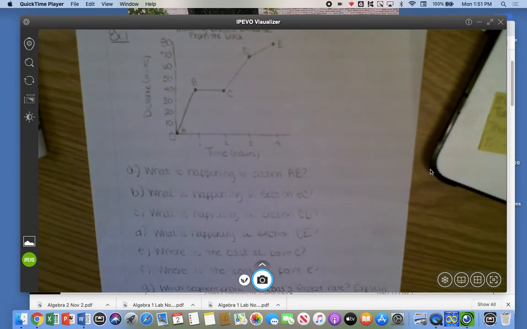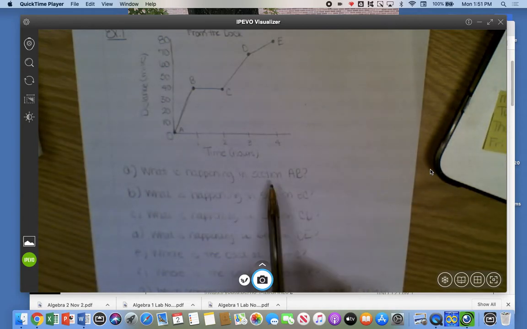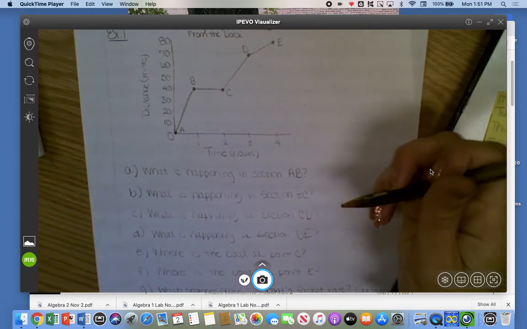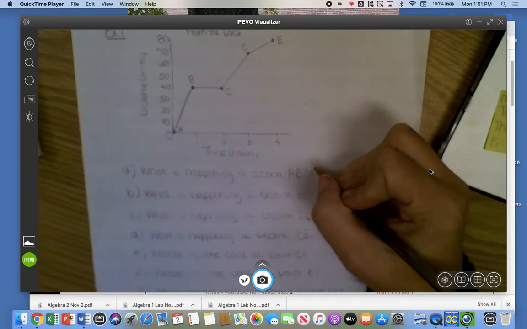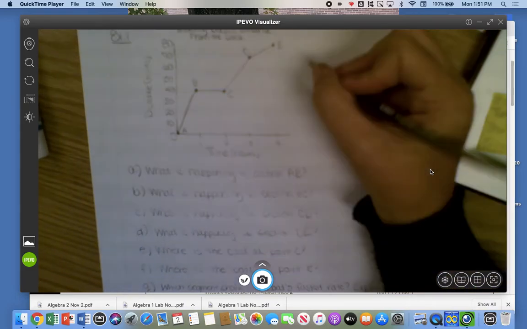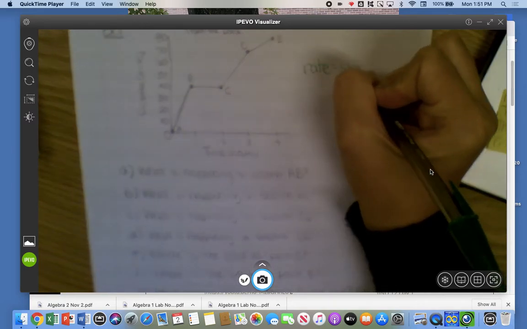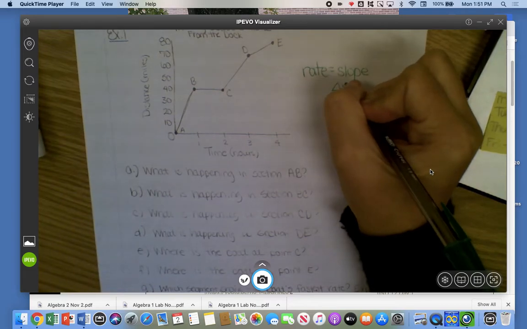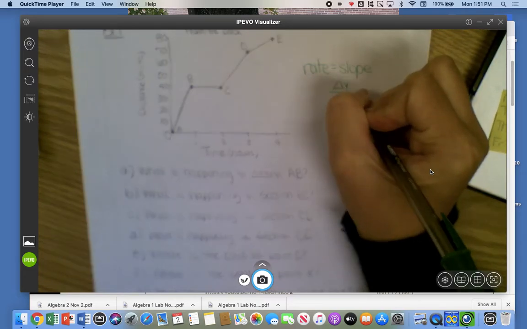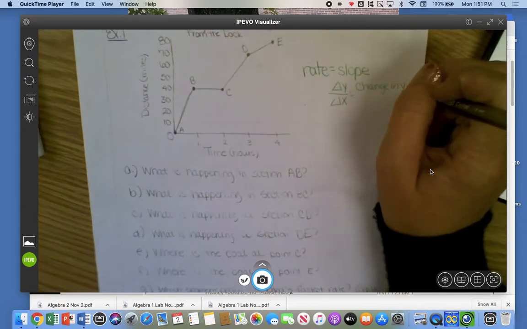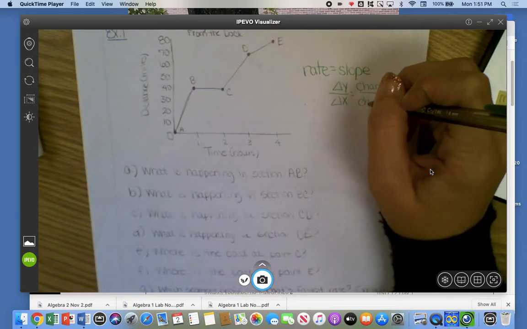So it says, what is happening in section AB? First of all, we are traveling from point A to point B, and we are traveling at a rate. Anytime you are doing a rate, you're finding a slope. That's probably the first thing: change in y over change in x.